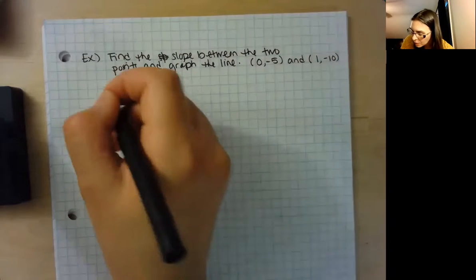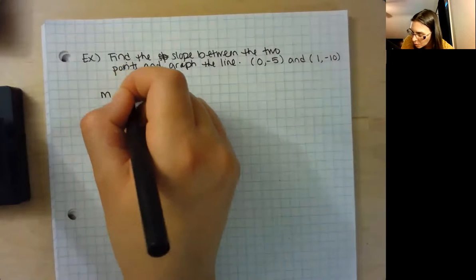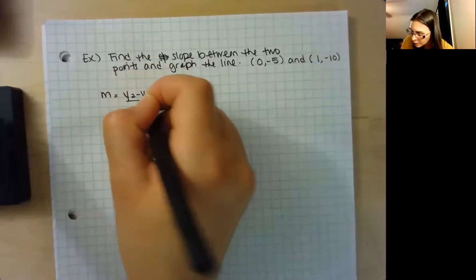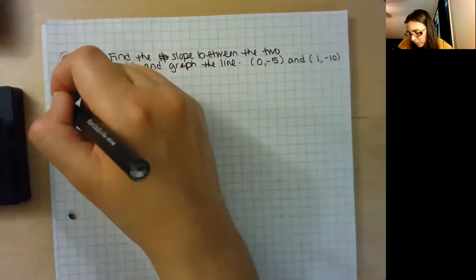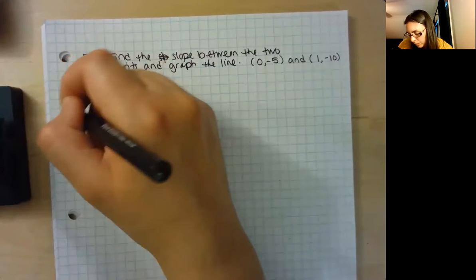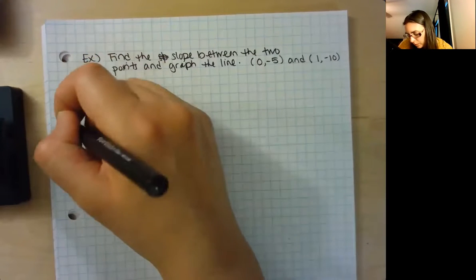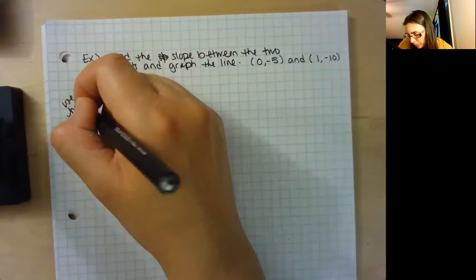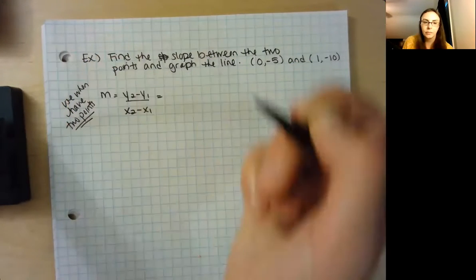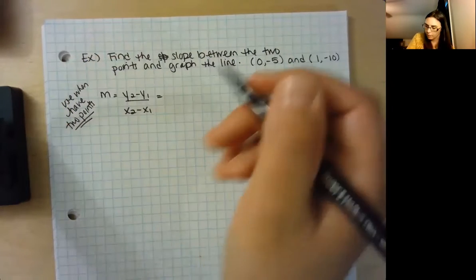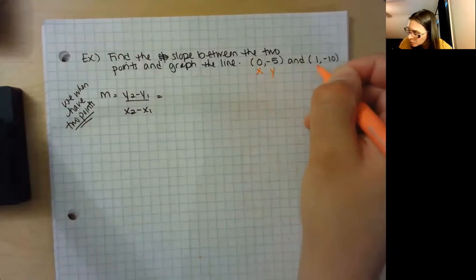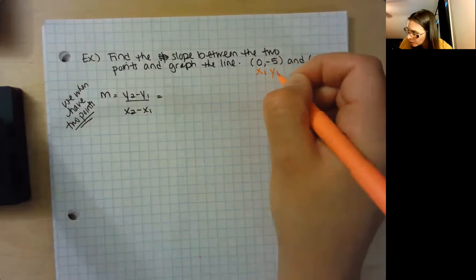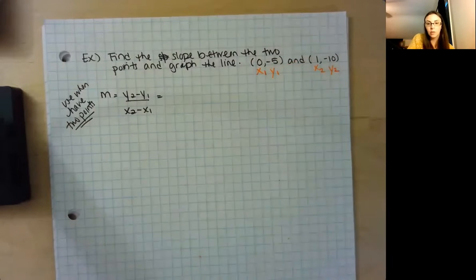So I'm going to start with the slope first. So here's that slope formula that we always use when you have 2 points. I'm going to label everything. So it's always x, y, x, y. And then you just pick one to be point 1 and one to be point 2. It doesn't matter which one, but you just want to be consistent.